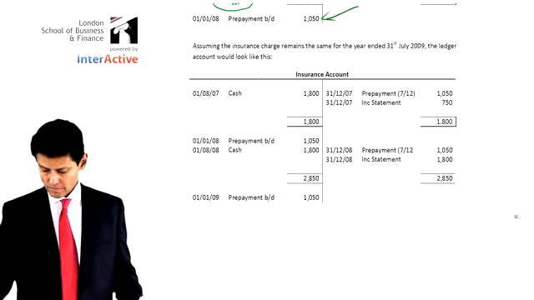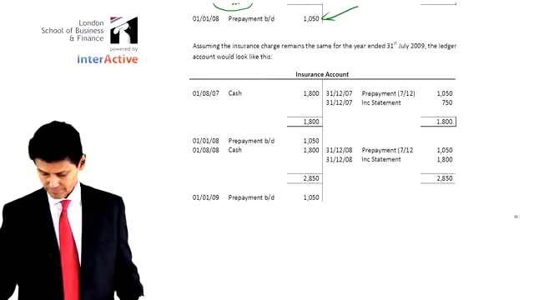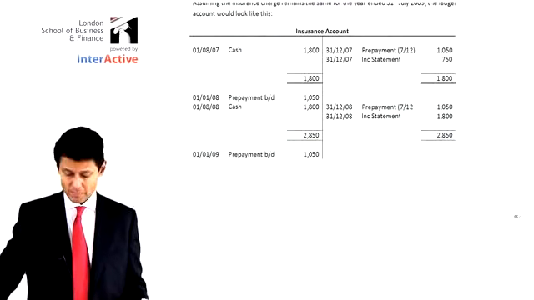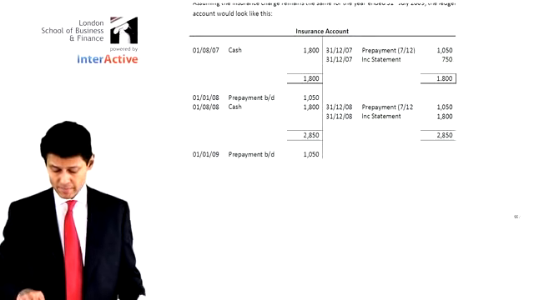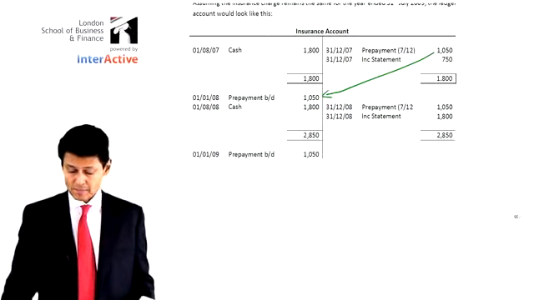So let's move on to this lower image here. 1800 is just being repeated from before. Prepayment, of course, is 1050. It's the same as we were saying just now. This figure comes down, no problem. The income statement, of course, is 750.